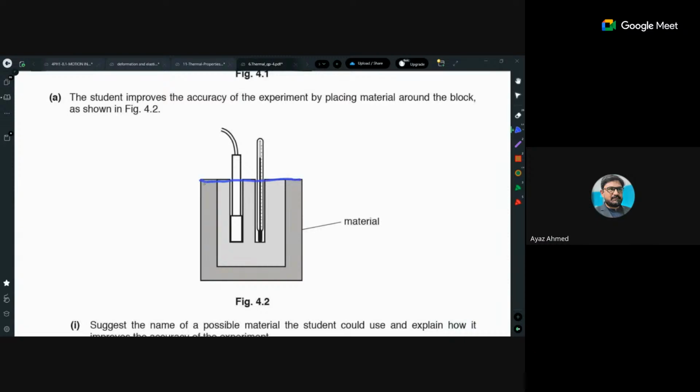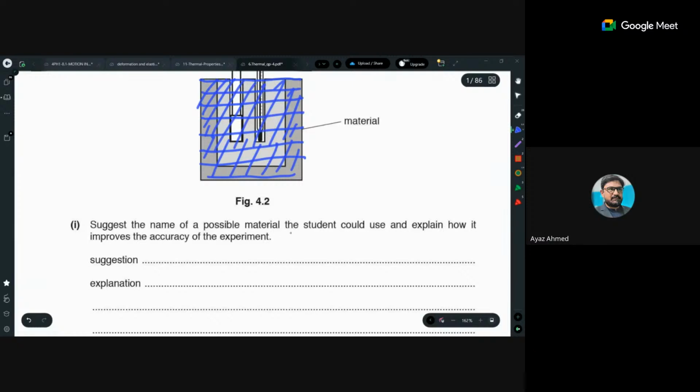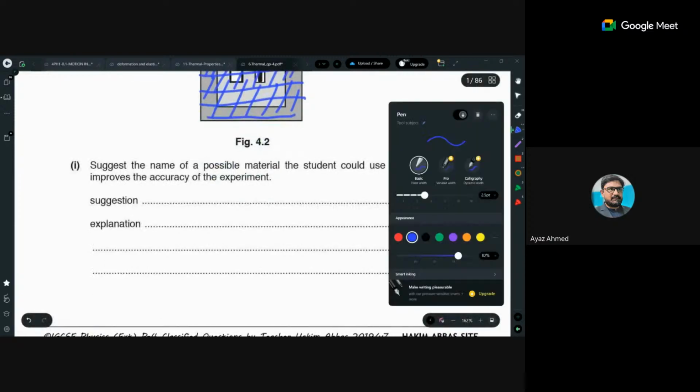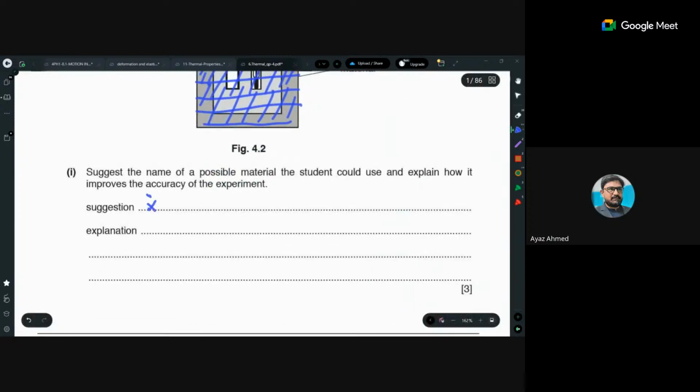So when you are going to make it an insulator, basically we simply say just put some cotton around it, or some wool around it. Lag it, insulate it simply. So suggest the material the student could use to improve that. We haven't studied it yet, so I bypassed it earlier. The suggestion is wool or cotton.